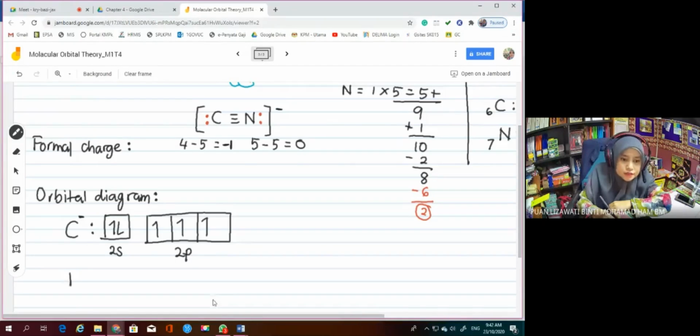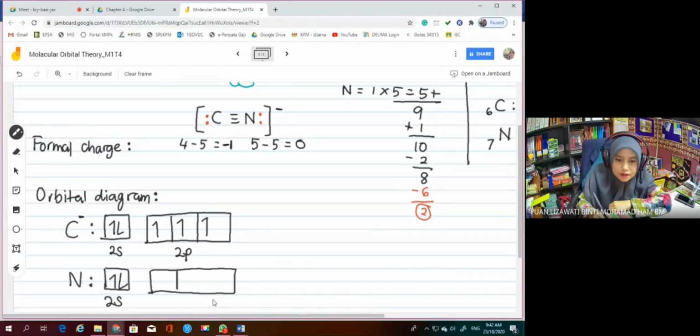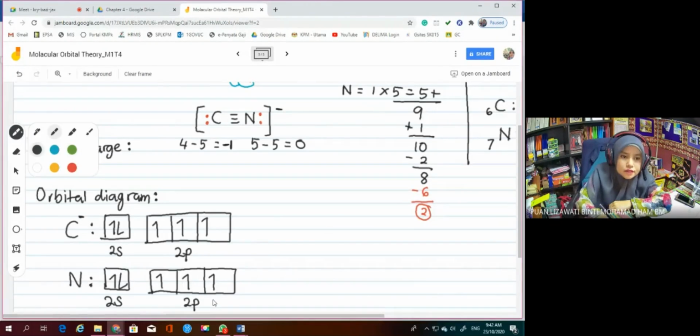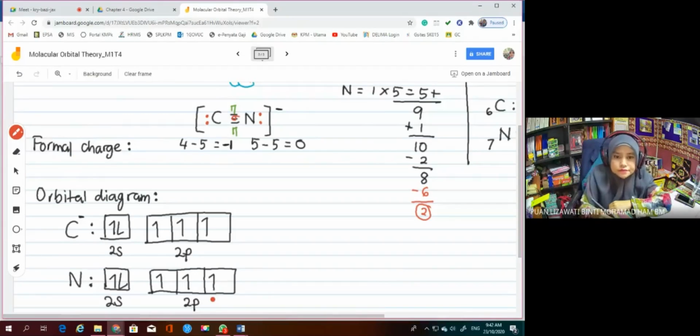As for the nitrogen, we have 2S. Okay, and then the other 3 is located in 2P. Okay, 1, 2, 3. Right, so now we move back to the V structure. So we have triple bond consists of pi, 2 pi, and then we have 1 sigma, the sigma bond.